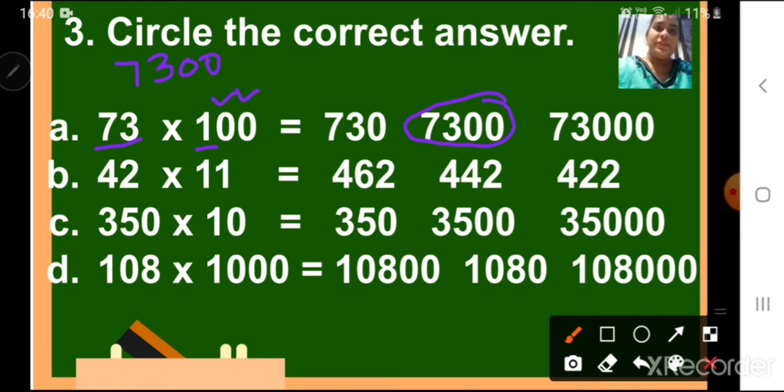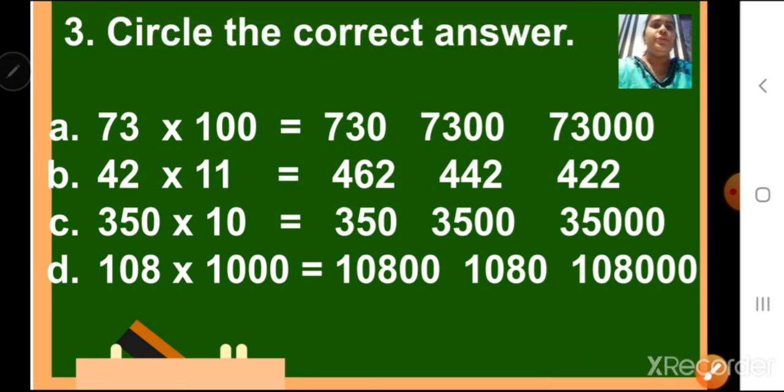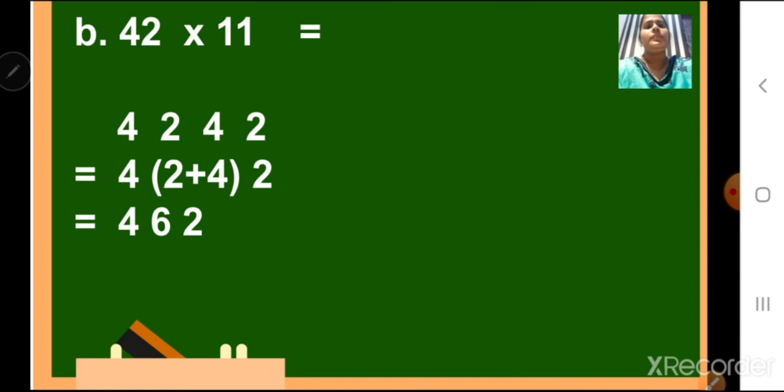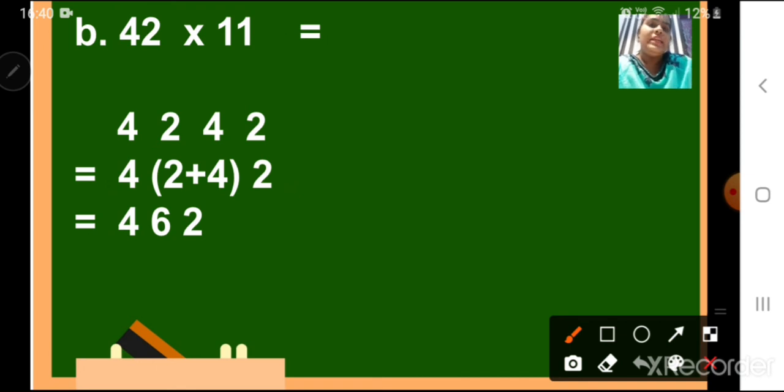Okay. Now question number B. Now B1 is different. It is not from the multiplication by 100 or 10. It is from the pattern. Correct. 42 multiplied by 11. Correct. Remember children, pattern of 11. So we are going to solve this sum, 42 into 11. Now instead of multiplication we are using the pattern rule.